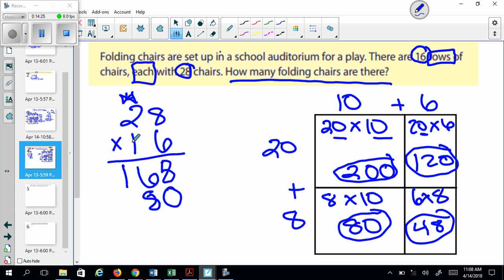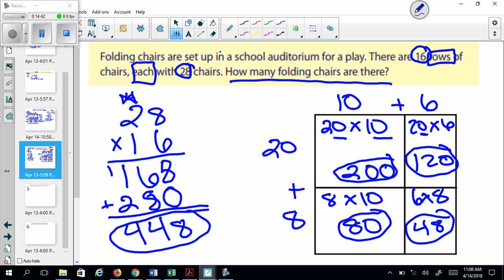2 times 1 is 2. So I'm going to add these guys up. 8 plus 0 is 8. 6 plus 8, remember we are adding, is 14. And then 2 plus 1 is 3, plus 1 is 4. So your answer is 448. And if you added all these guys up, that is what you would get as well.